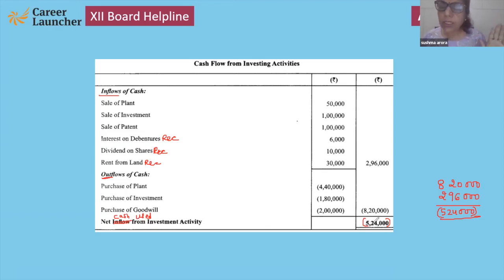Find out the result. If the result is a positive number, that is inflow. If the result is a negative number, we can clearly say that it is outflow or cash used. Because here outflow is more. How can you say this is cash used? Because outflow is more. This is the perfect way.